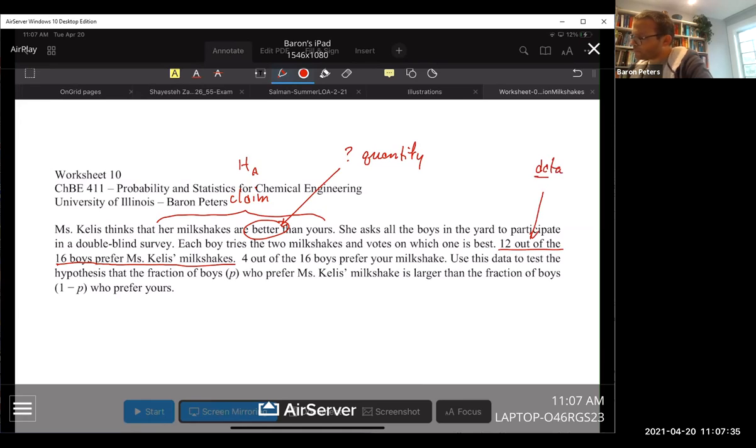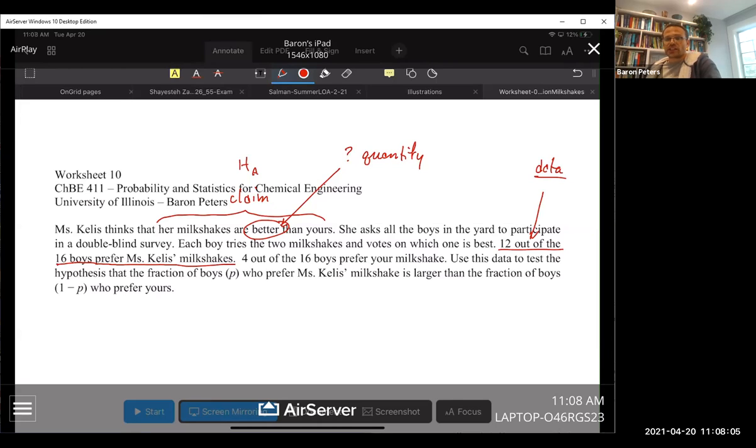So this is the data. Right away, you can say that half of 16 is 8, right? So if 8 or fewer people prefer Miss Keyless's milkshakes, she has no basis for this claim. But there's also an issue where maybe 9 people prefer her milkshakes, and you might say that could just happen by random chance.